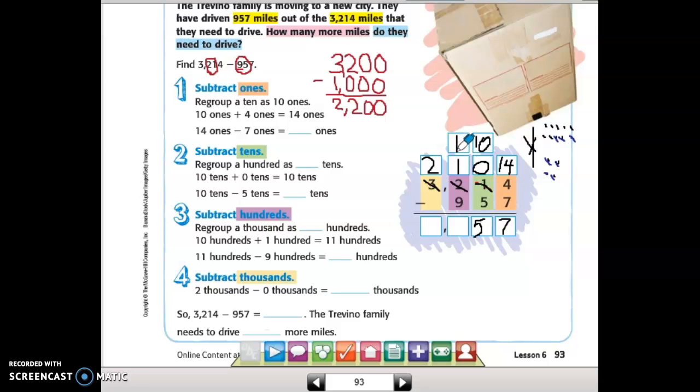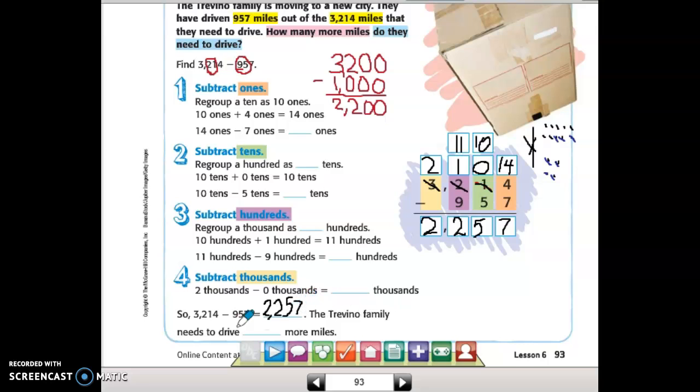100 becomes 1100s. 11 minus 9 is 2. And 2 minus 0 here leaves me 2, which is what this is saying here in the word form. So 3,214, take away 957, is 2,257.